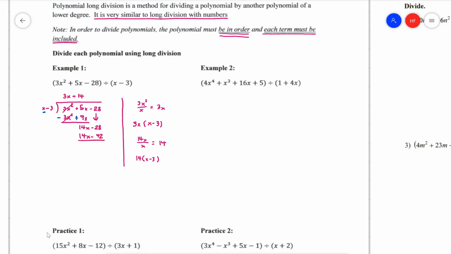Make sure we change both of their signs, so minus then plus. 14x minus 14x, they will cancel. Negative 28 plus 42 is a positive 14. And since we have nothing left to drop here, this becomes my remainder. So my answer is 3x plus 14 with a remainder of 14.